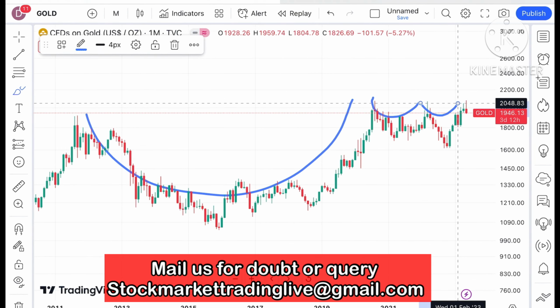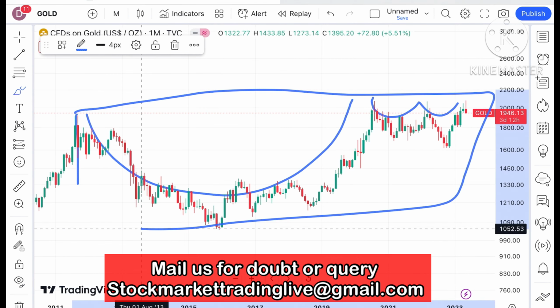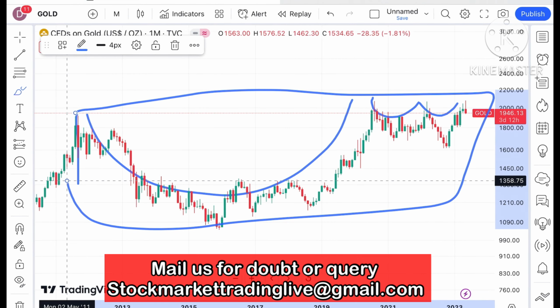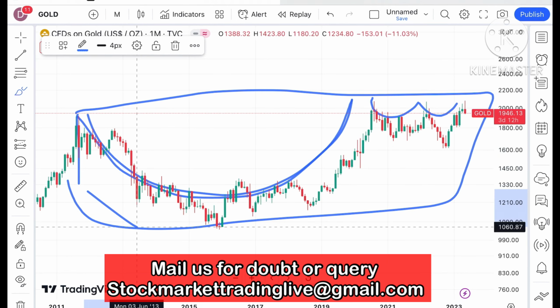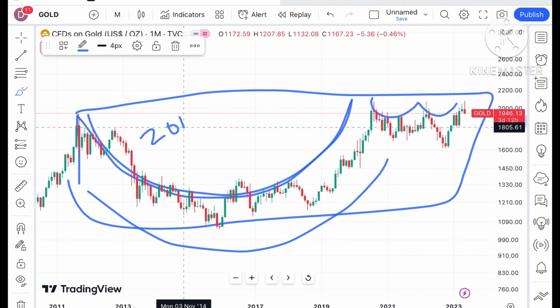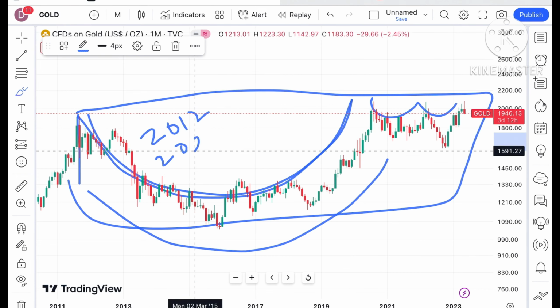Okay, why am I explaining this? Because whenever you look at the gold chart, you should know how it has moved previously. Okay, this is the pattern. You can see a U pattern is forming, and this pattern formed from 2012 to 2020.